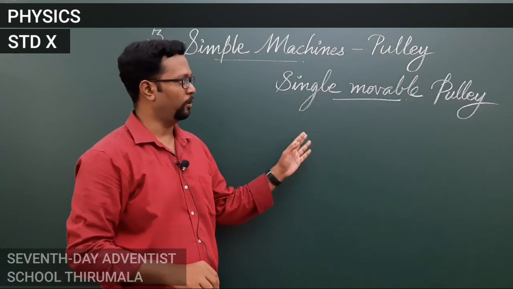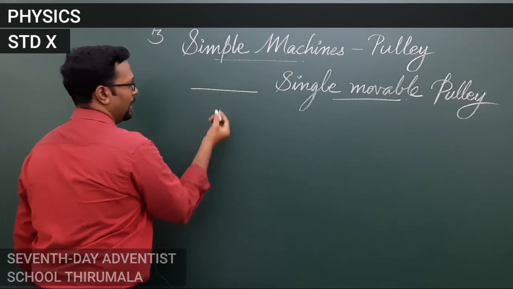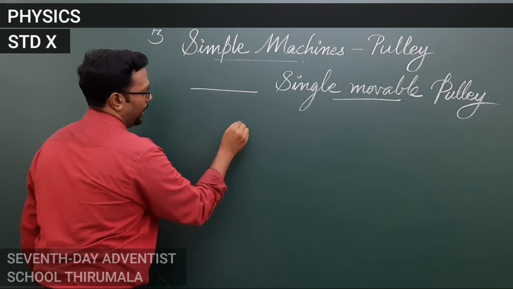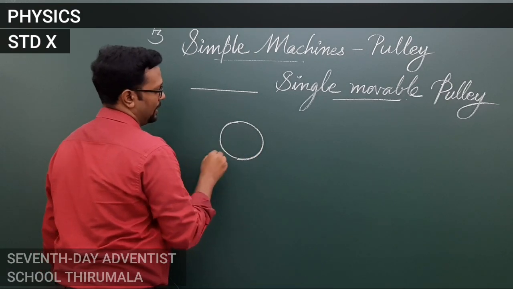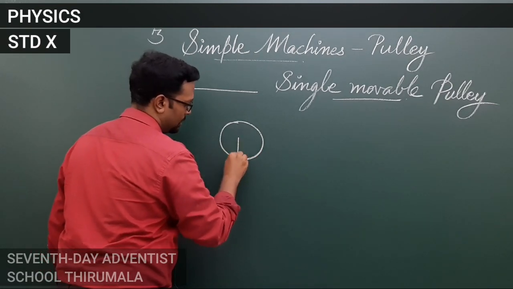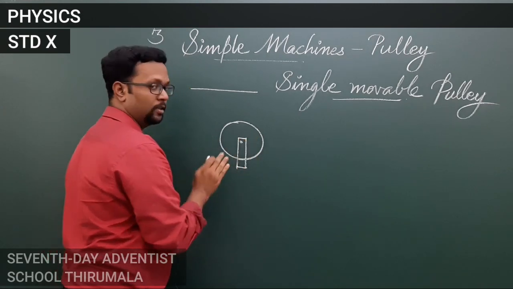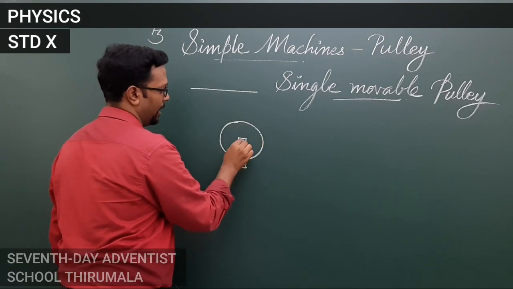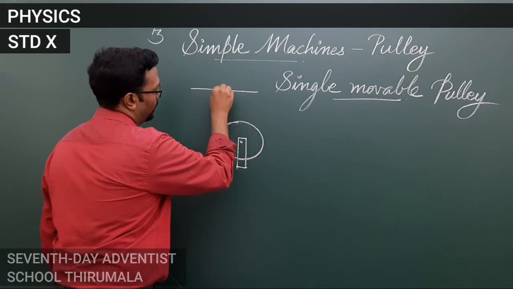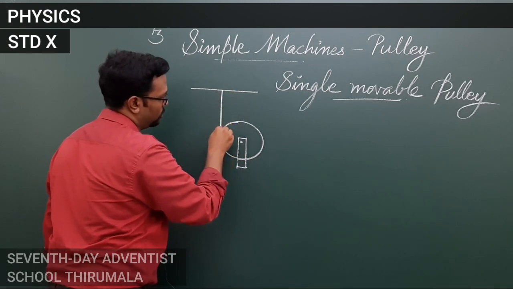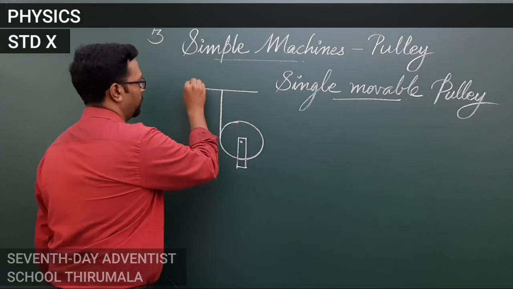Single movable pulley. When you draw a pulley, always start with a rigid support. In the single movable pulley, the pulley is not attached to any support. It is not fixed to any support. But all the features of a pulley will be there: a circular disc, an axis of rotation, the axle or the frame, and it is the string that is attached to the rigid support.